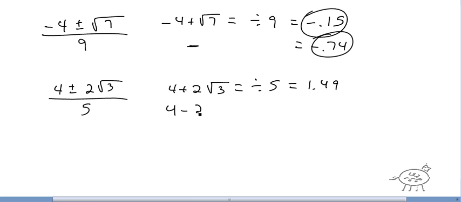So 4 minus 2 root 3 equals, divided by 5, you get, let's see, 4 minus 2 root 3 is 0.53, divided by 5, and I got 0.11. All right, so those are my two answers. Sometimes they're both positive, sometimes they're both negative, sometimes one's positive, one's negative, it all depends. All right, but that's how you use your calculator to figure out some of these more complicated radicals.